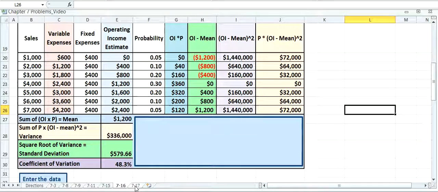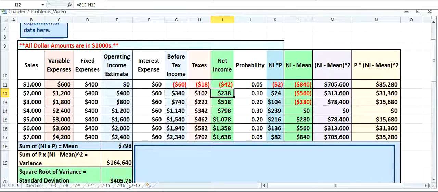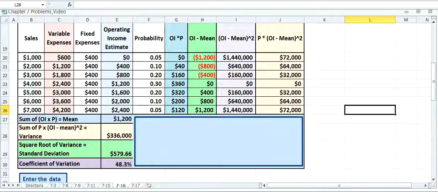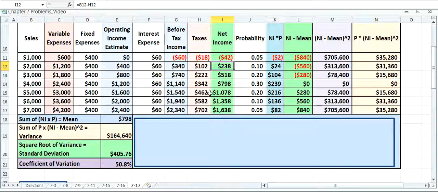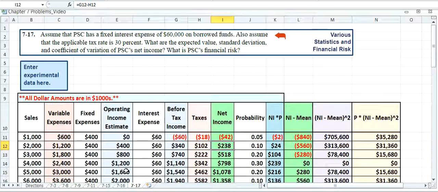So we can compare. Let's just jump back. If we remember, our coefficient of variation with just the fixed expense of 400 to 1,000 was 48.3%. But then when we add in our fixed interest expense, our net income becomes more volatile, and that's going to give us a bit higher coefficient of variation of 50.8%.